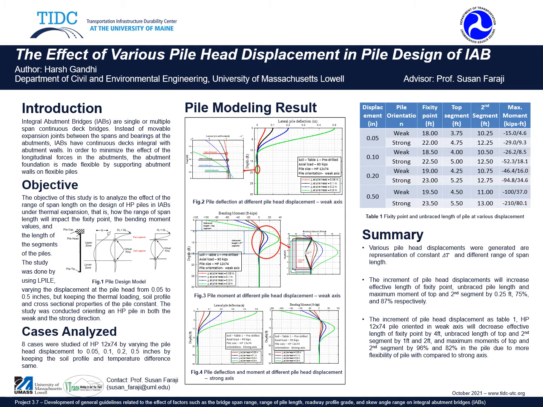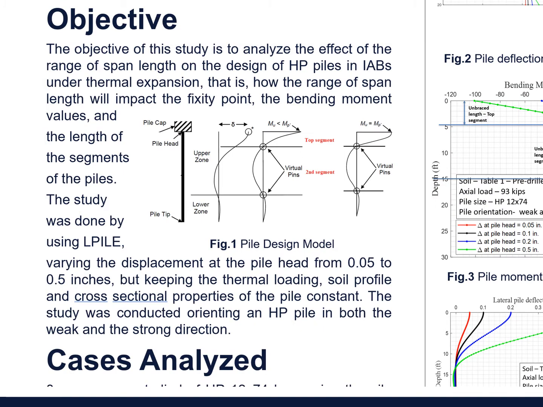In this study, the main objective was to analyze the effect of a range of span length on design of HP pile in integrated abutment bridges under thermal expansion. Important criteria in pile designing are fixity point, bending moment, and top and second segment length of HP pile. Fixity point is the effective length of pile where displacement along length becomes 0 or near to 0. Bending moment is an important aspect of pile designing to decide occurrence of plastic hinge in pile, and length of second pile segment is the length between points of zero moment, where top segment is the length above the first zero moment.